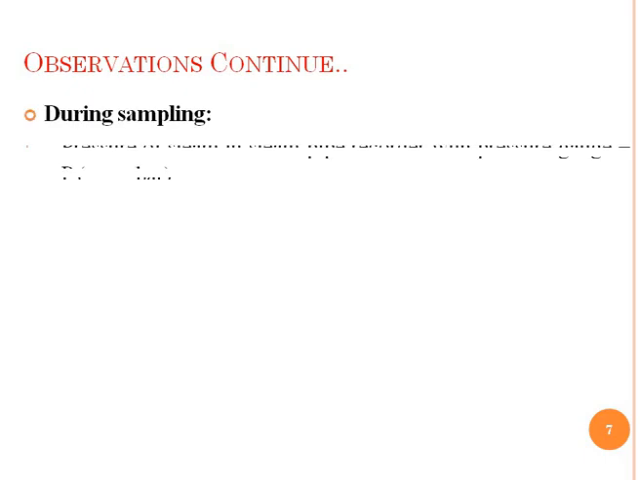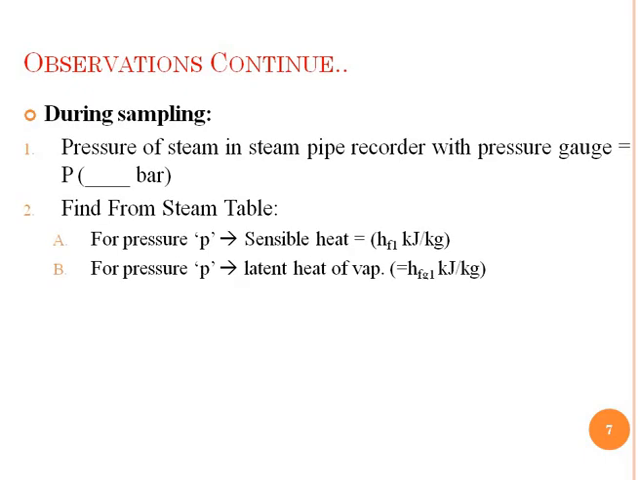Next, during the sample, as I told you, find the pressure from the pressure gauge, and based on that gauge pressure, you find first the absolute pressure, and then on the basis of absolute pressure, calculate sensible heat HF1 and latent heat HFG.